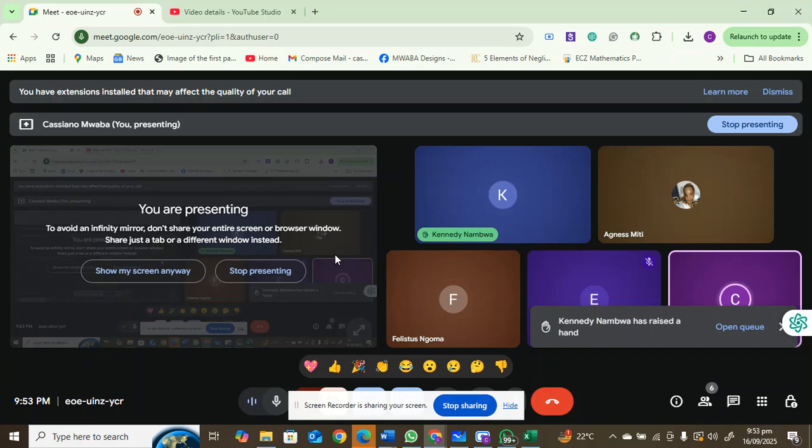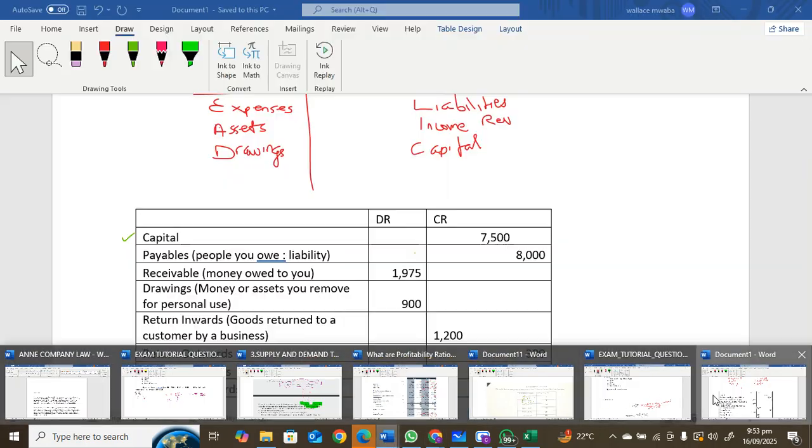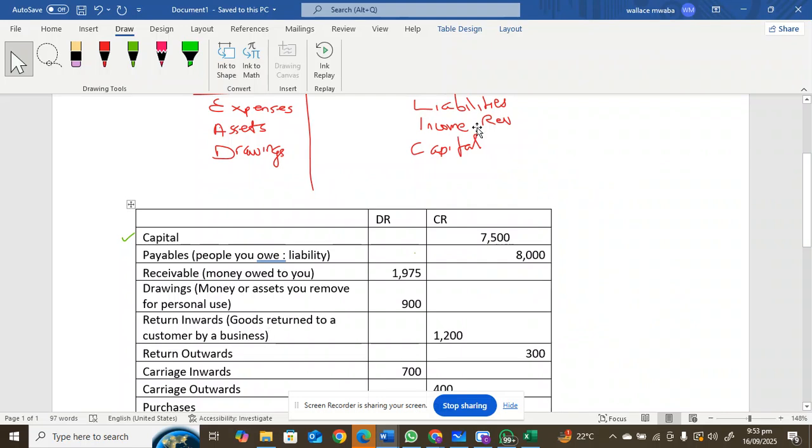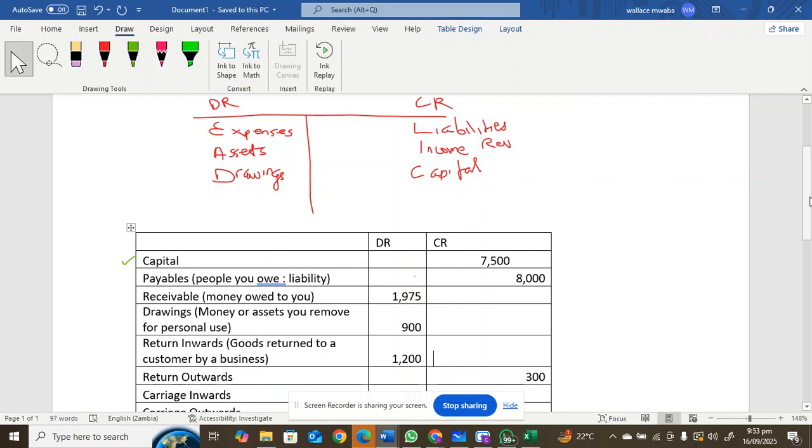Yes, the revenue decreases. The sales revenue decreases. So as we can see on this diagram here, sales revenue increases with credit. So a reduction in sales revenue, you need to debit. So return inwards has to be here on the debit side, 1,200. It reduces sales revenue. Okay, so put here return inwards. I'll put it as RI. Okay, it's a contra revenue. Whenever you hear contra, it just means it reduces something.